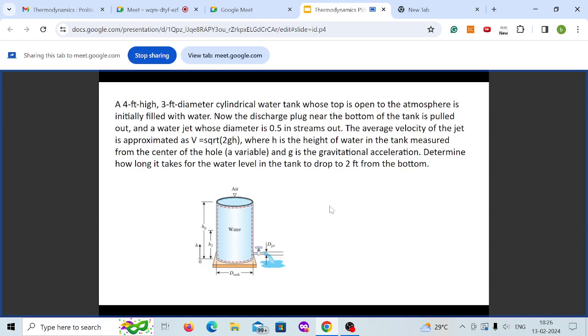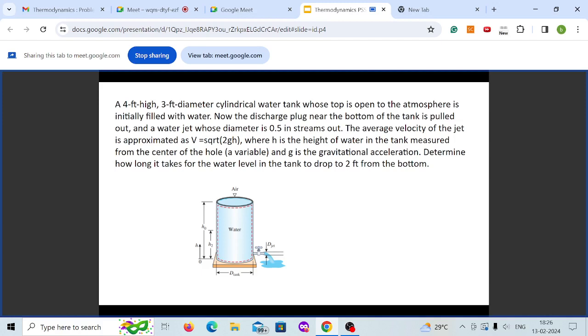So this is a simple problem of doing a mass balance. Here, the mass coming in minus the mass going out should be equal to the change in mass of the system. Just like we did for an energy system, the energy coming in minus energy going out should be equal to the change in energy of the system.